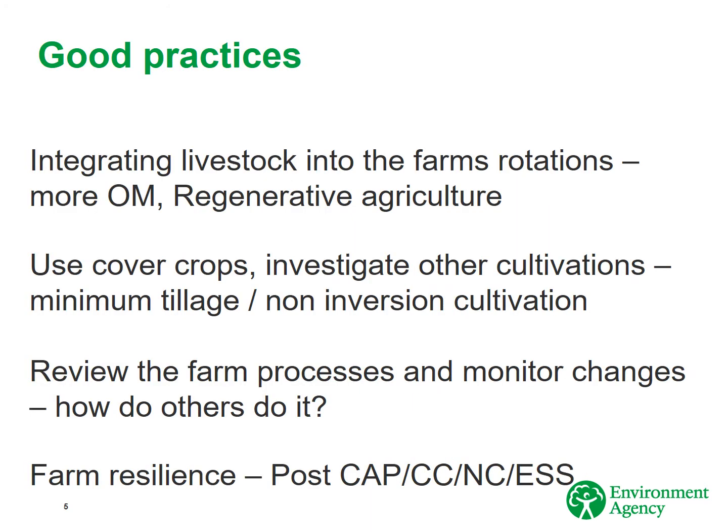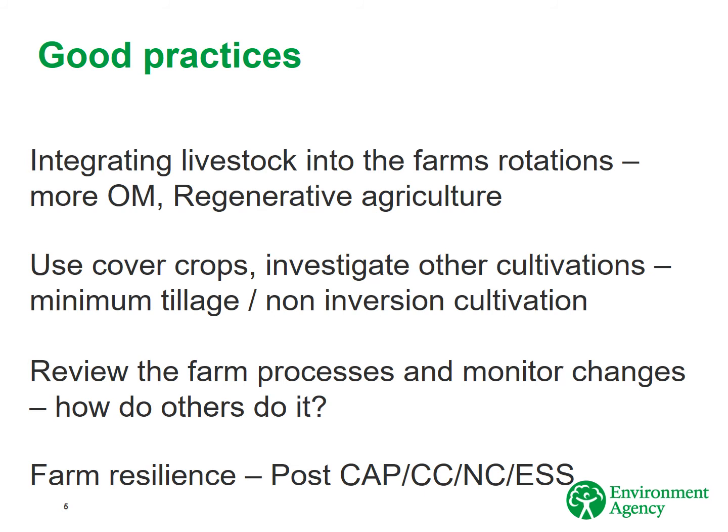So the good practices that farmers are using: integrating more livestock back into farming rotations. This adds organic matter, which helps with the soil organic matter, and this can be achieved through some of the techniques through regenerative agriculture. The use of cover crops, which is part of that process, can help with increasing the uptake of minimum tillage or non-inversion agriculture, so less use of a plough.